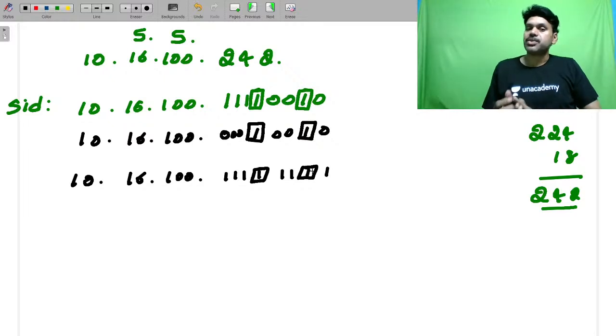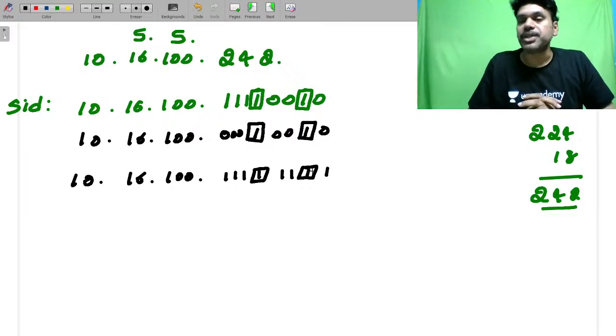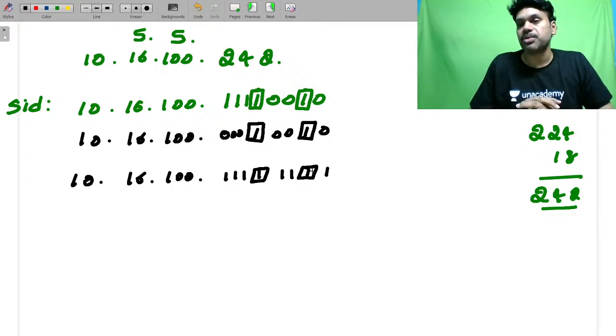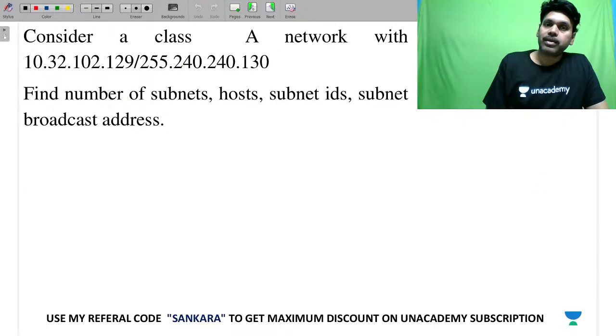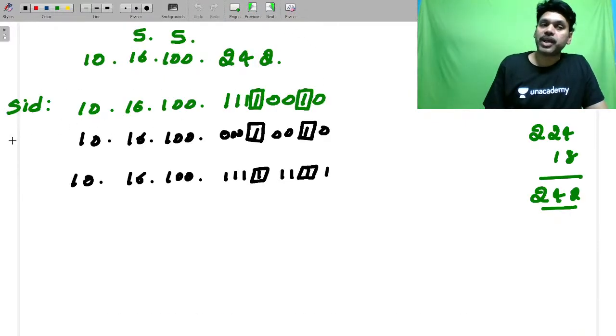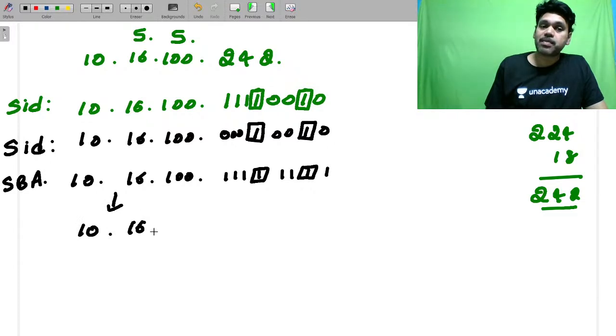That's it, my dear friends. So this is how you can do the non-uniform splitting, which I want to put under VLSM because it is going to give you different varieties of host ID positions. So this is how you can find your subnet ID and you can find your subnet broadcast address. Your subnet broadcast address is 10 point, 16 point, 100 point, all ones.